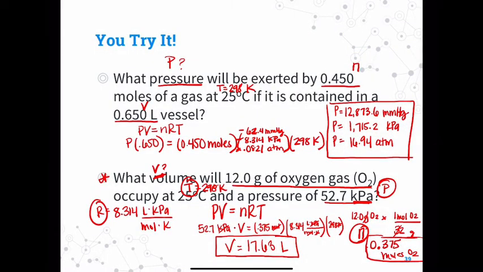All right, let's take a look at these together. So on the first one, I have all of the answers here in the box, depending on which way that you worked it. So 12,873.6 mmHg, or 1,715.2 kPa, or 16.94 atm, okay? And then on the second one, you should have gotten 17.63 liters, assuming I've done all of my math correctly here. Okay, so hopefully you got those. Now I did guide you through them a little bit, but if you have any questions about them, please reach out and I'm happy to help a little bit more with them.